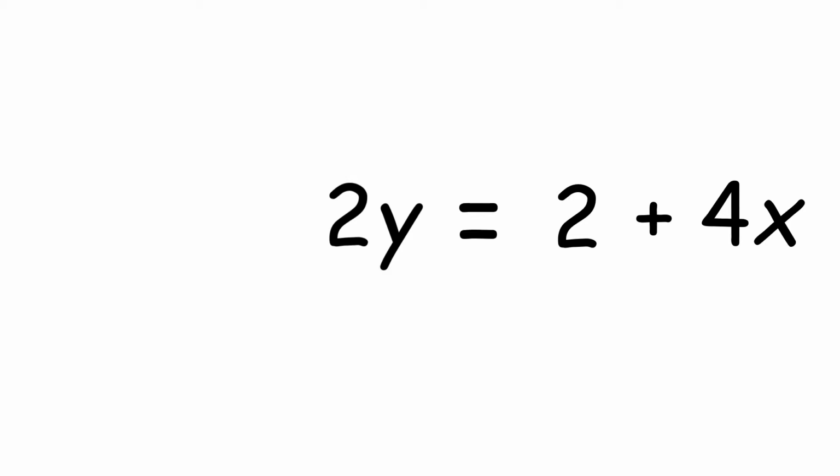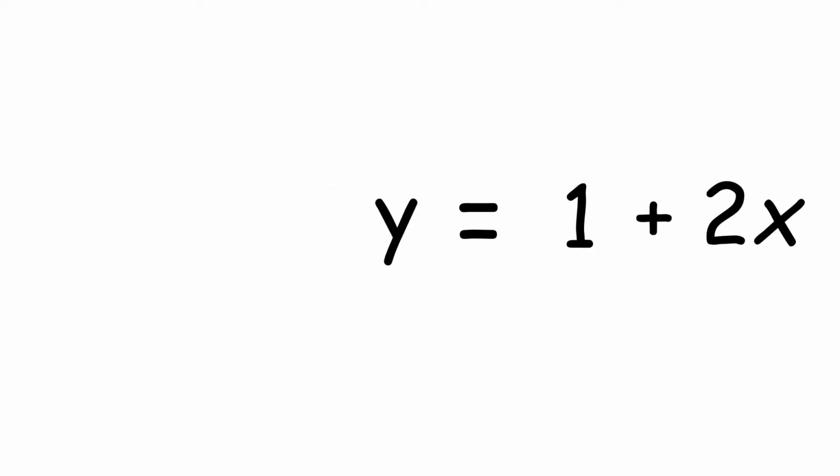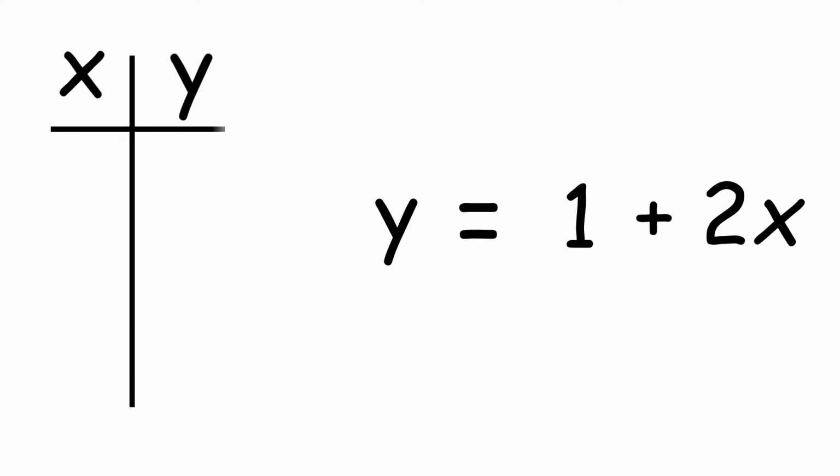Now we can divide both sides by 2 in order to isolate y from its coefficient. And that gives us a definition of y with respect to x. So now that we have that definition, we can calculate the value of y for any given value of x.